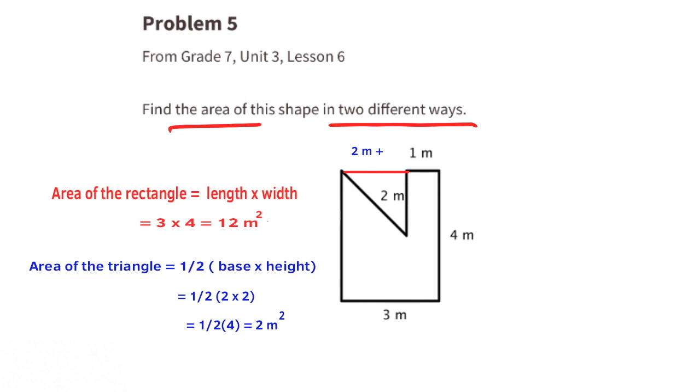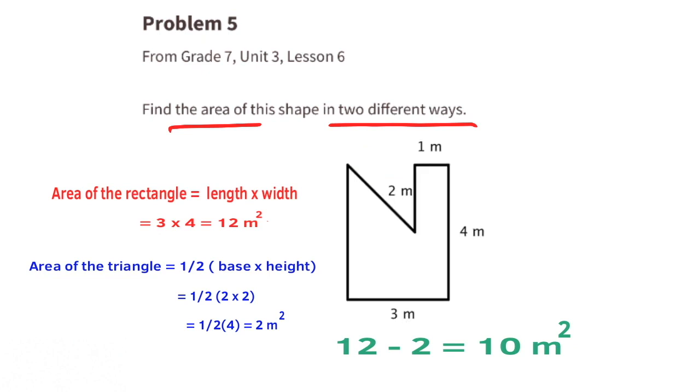Now we need to subtract the area of the triangle from the area of the rectangle. 12 meters squared minus 2 meters squared equals 10 meters squared. The area of this shape is 10 meters squared.